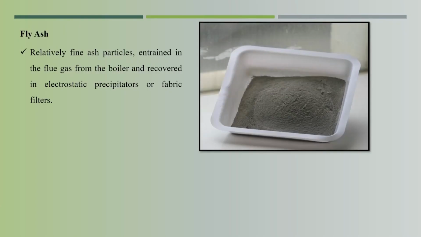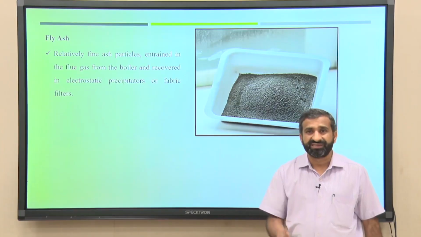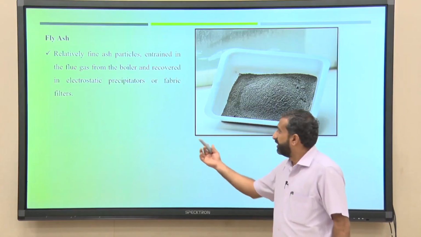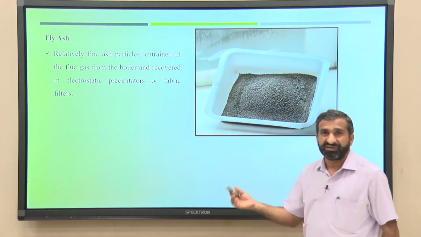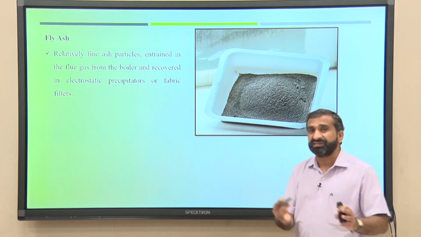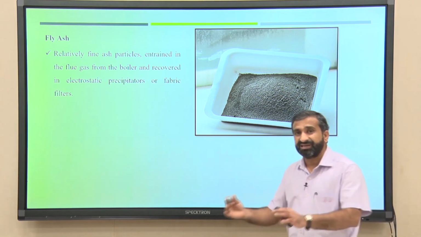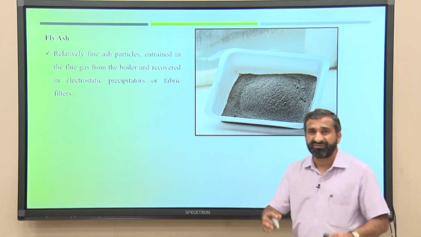Relatively fine ash particles are entrained in the flue gas from the boiler and recovered in the electrostatic precipitator or fabric filter. We saw that in the previous lecture where we discussed the flue gas treatment system. So, with the electrostatic precipitator, fabric filter or venturi scrubber, the dust is getting removed, and that dust is nothing but fly ash. Why is it called fly ash?